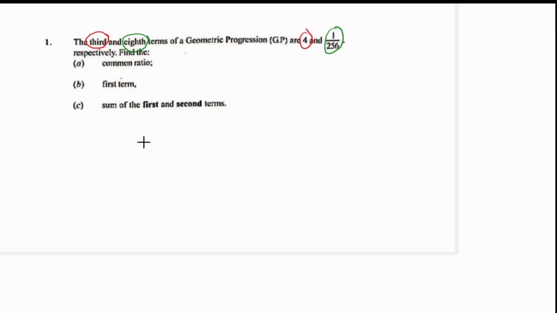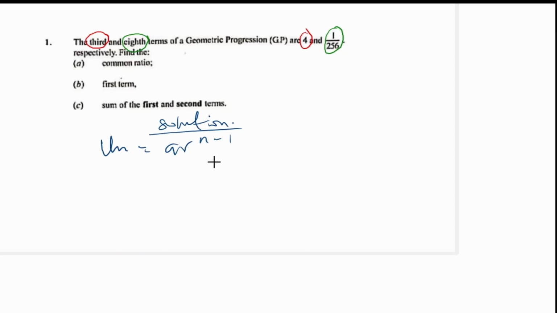Before we continue further, this question is a sequences and series question, more specifically a geometric progression or an exponential sequence. The most important thing for us will be to state the general term of a GP, and I hope you remember that. Yes, the general term of a GP is U_n equals a r^(n-1), where a is the first term, r is the common ratio, and n is the number of terms.